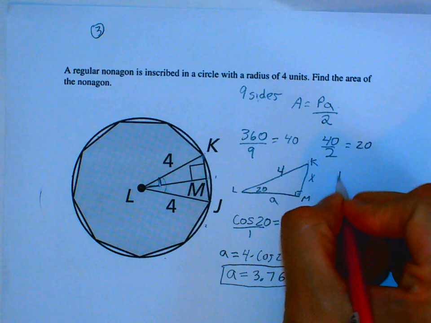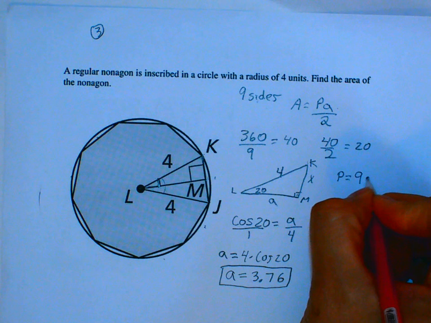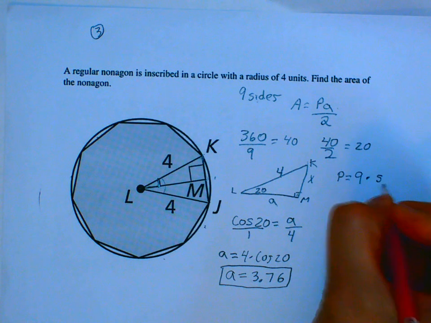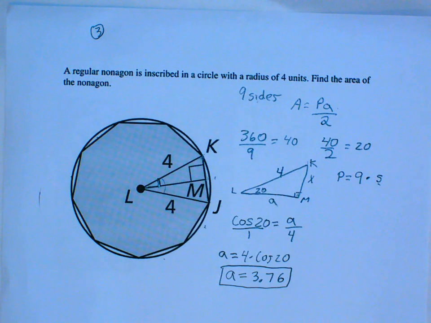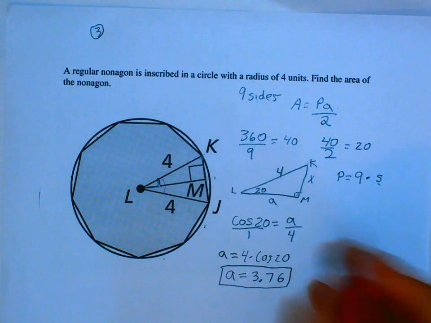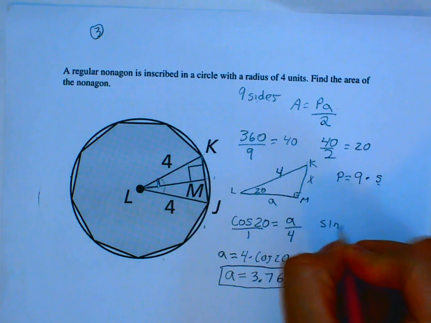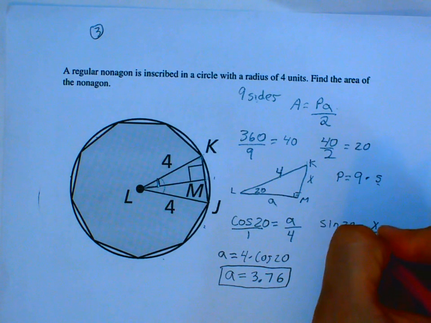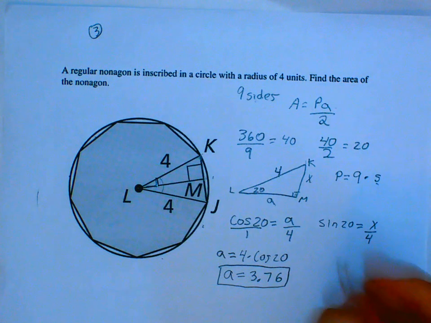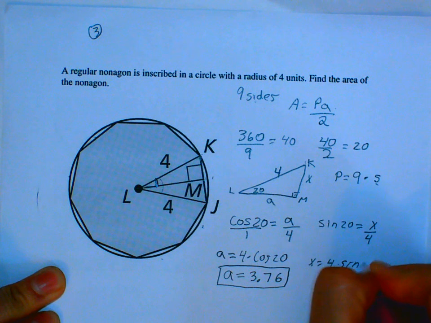So to find the perimeter, I need to first find out, well, I have 9 sides multiplied by the side length. By the way, that's an S, not a 5. Now, one of the things that I need to find out is what is the side length. So I'm going to figure out what half of that is. That's half of this. Now, I'm going to use sine in this case. The sine of 20 is equal to x over 4. So cross multiply, and you're going to get x equal to 4 times the sine of 20.